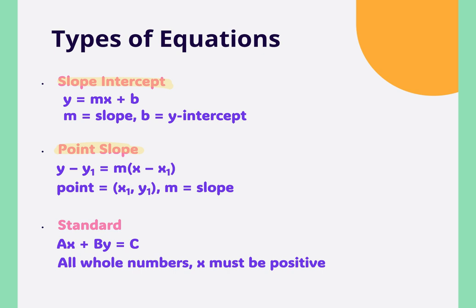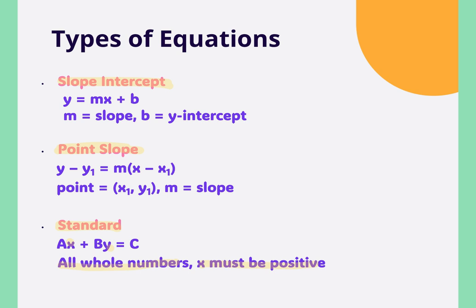And then the last one is standard form. And this is ax plus by equals c. In standard form, the x and y are on the same side. They are all whole numbers, so no fractions, no decimals, and x must be positive. y can carry any sign, and so can c, but x has to be positive.